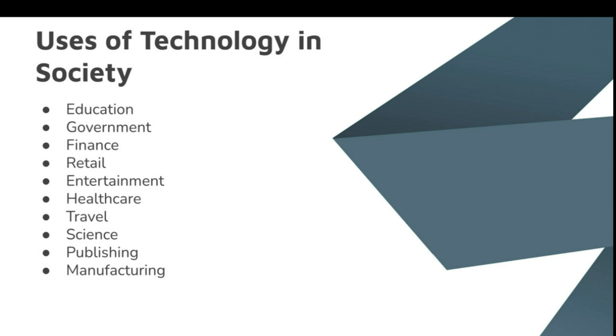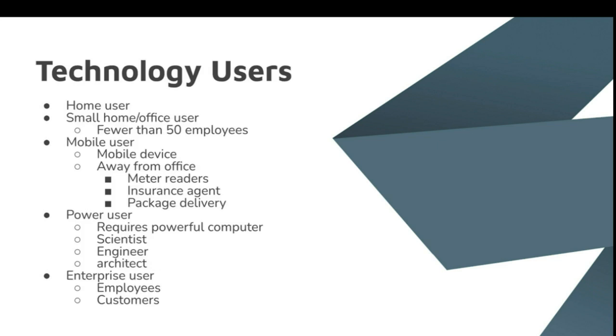So, the uses of technology in society section of the book. Technology is used in many different sectors: education, government, finance, retail, entertainment, healthcare, travel, science, publishing, manufacturing. Your book goes into descriptions of each one of these. Go ahead and read that section. That section's pretty interesting, but I'm not going to go into detail on that here.